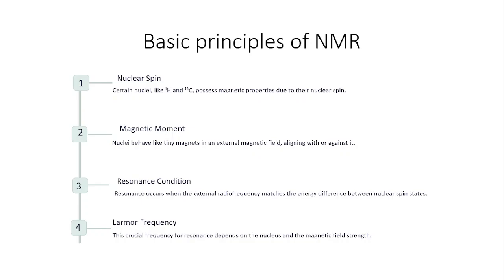This energy difference between the spin states gives us valuable information about the environment of each nucleus, a concept known as resonance. The Larmor frequency is critical here as it is directly proportional to the strength of the external magnetic field. Additionally, the population of nuclei in each state follows the Boltzmann distribution, with slightly more nuclei in the lower energy state. These differences in population produce the NMR signal when the nuclei return to their original state.